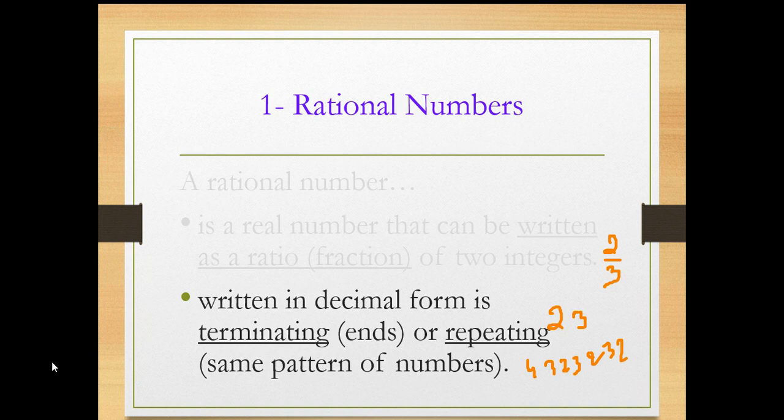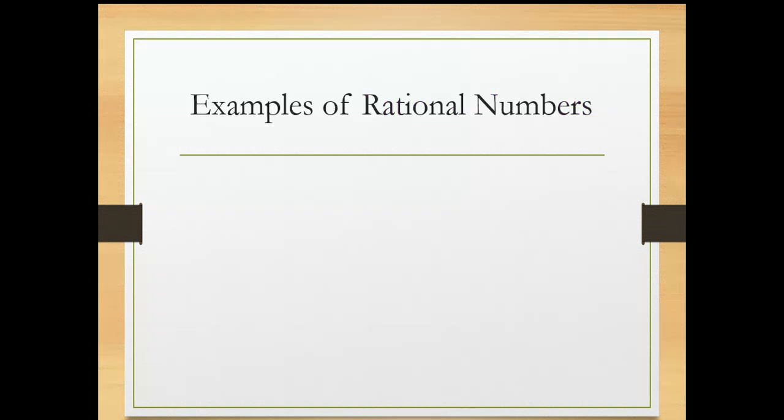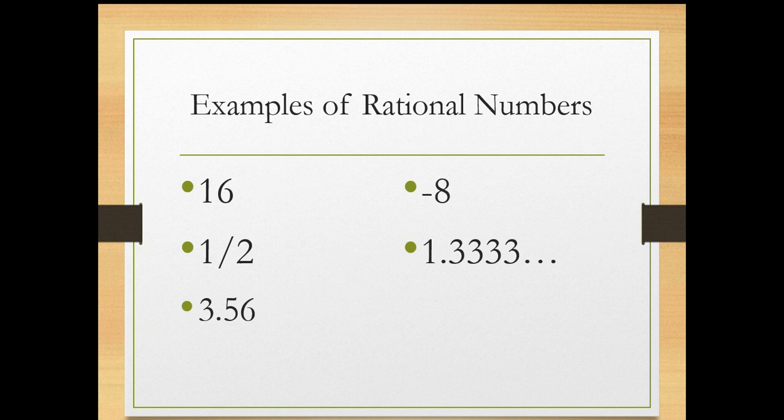Okay, let's go now to the other one. Examples of rational numbers I have here: 16 is a rational number. Half is a rational number. 3.56 is rational. Minus 8. 1.333, this is with a repeating pattern. Minus 3 over 4. Those are all called rational numbers.